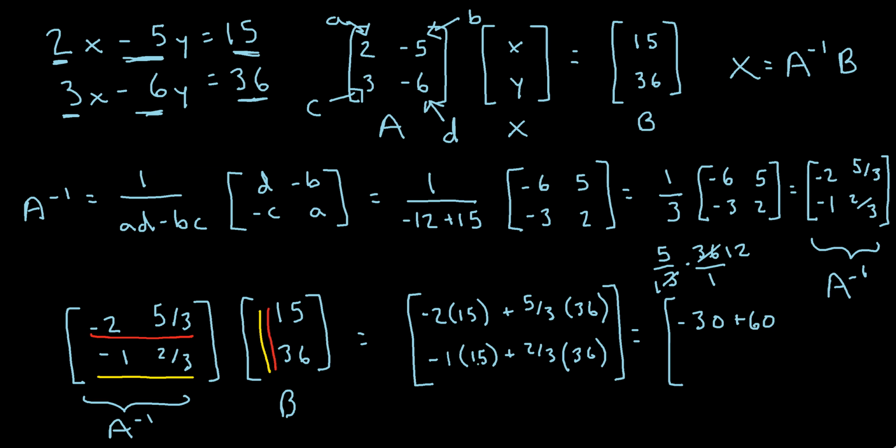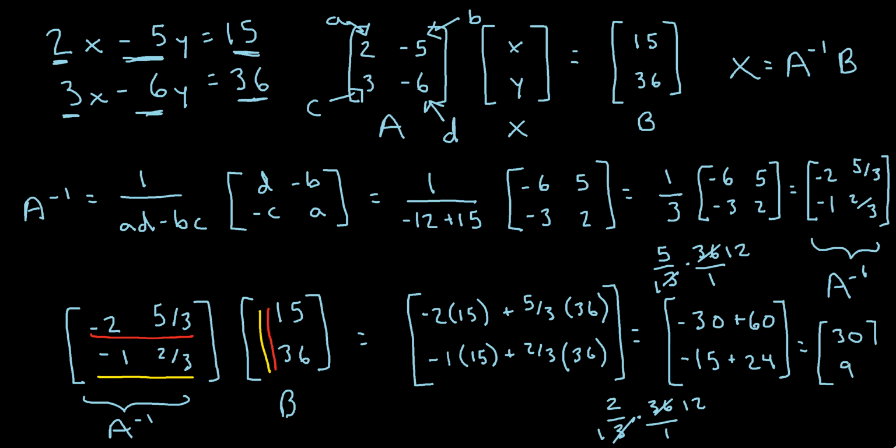And then down here we have negative 1 times 15, that's negative 15, plus 2/3 times 36. If we think about 2/3 times 36 over 1, we can use the same trick where we cross out the 3, make that a 1, and then divide the 36 by 3 as well, so that becomes a 12. 2 times 12 is 24. So our final answer will be negative 30 plus 60, that's positive 30, and negative 15 plus 24, that's 9. So our final answer is x is equal to 30 and y is equal to 9.